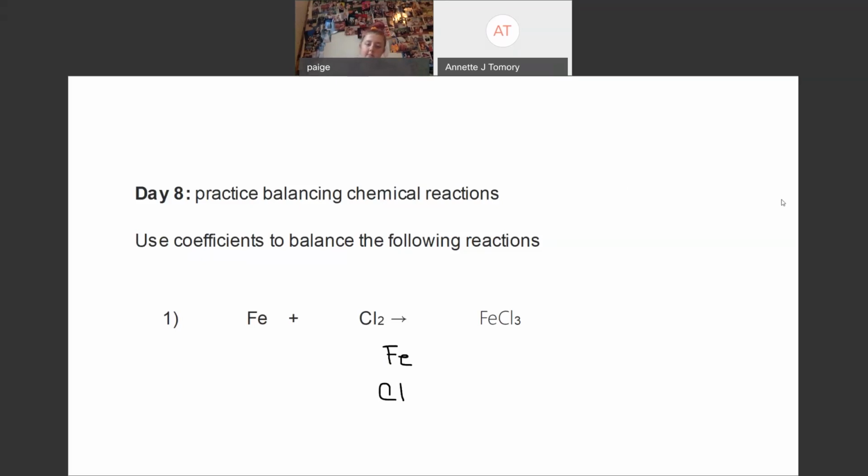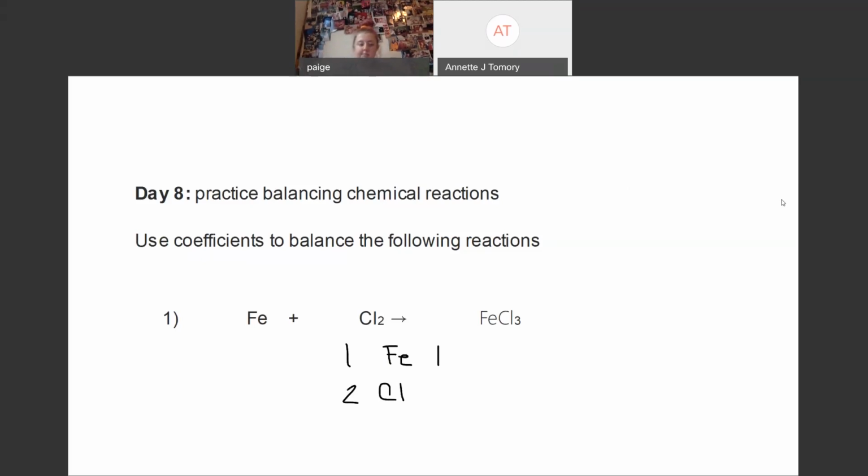How many irons do we have on the left? 1. How many irons do we have on the right? 1. So that one's balanced. All right, so how many chlorines do we have on the left? 1. I mean 2, sorry, I was looking at iron. 2. How many chlorines do we have on the right? 3.